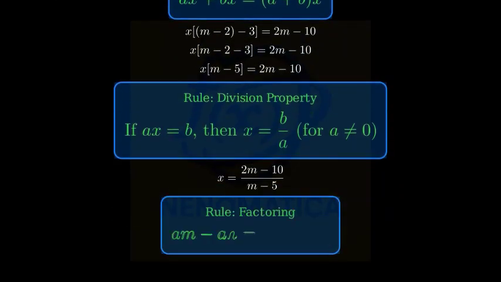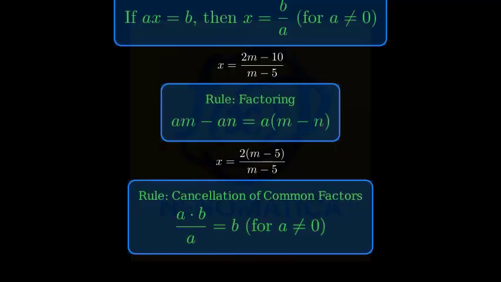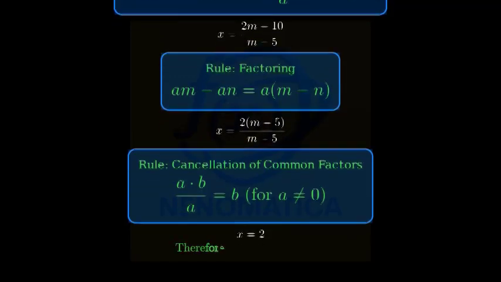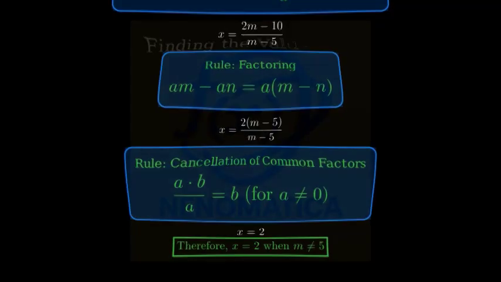Let's simplify the right side by factoring the numerator. Finally, we can simplify this fraction, since m is not equal to 5, by canceling out the common factor m minus 5. Therefore, the solution to our equation, when m is not equal to 5, is x equals 2.